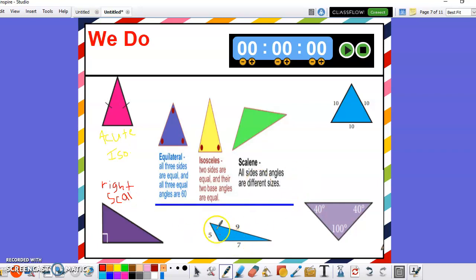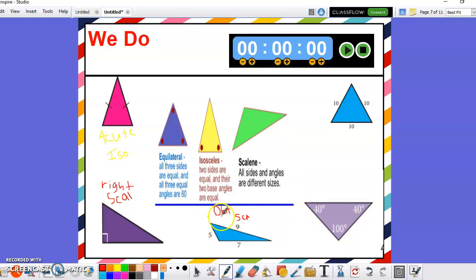All right, let's look at this one right here. Well, this one tells me right here that this side is 5, this side is 9, and this side right here is 7. When I look right here, I see a large angle, so I know that this is obtuse. And all of my sides are different. So this is an obtuse scalene triangle.